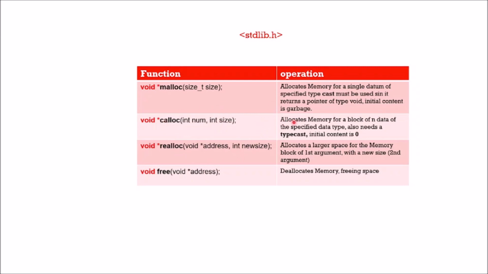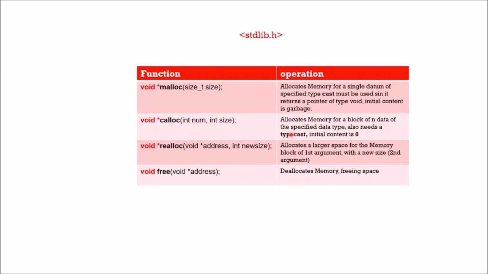So basically, calloc will allocate memory for a block of n data of the specified data type. So several elements, not just one like in malloc. And they will be initialized to 0. So this is a clean memory block, unlike this garbage value for malloc, okay?